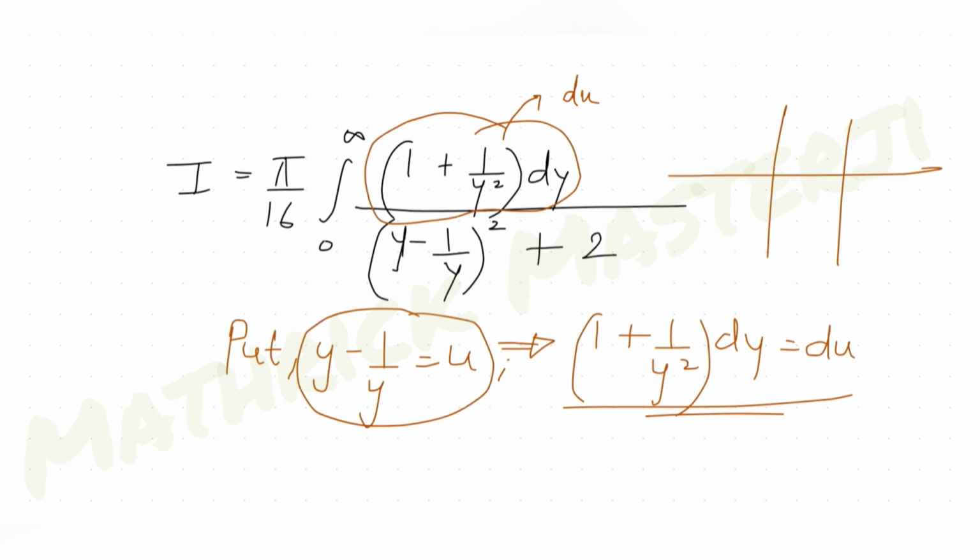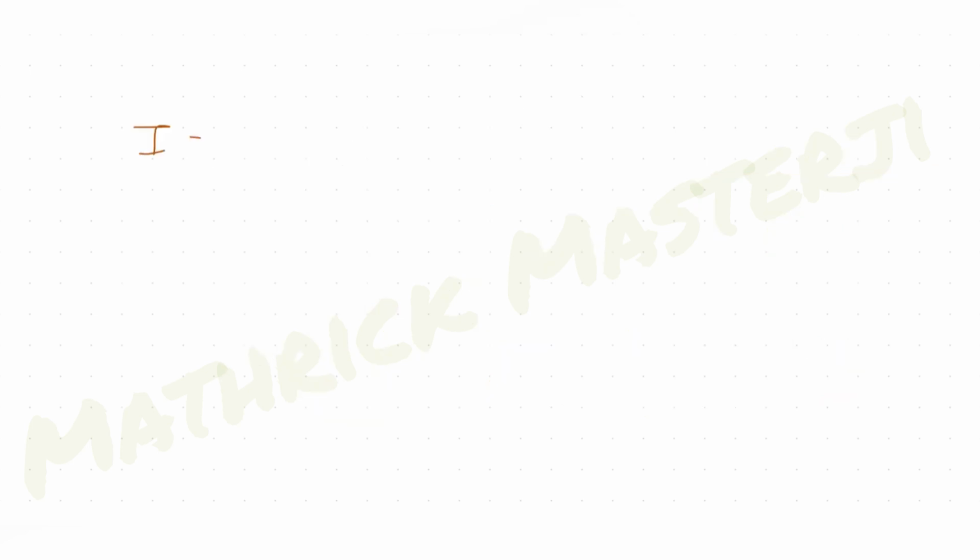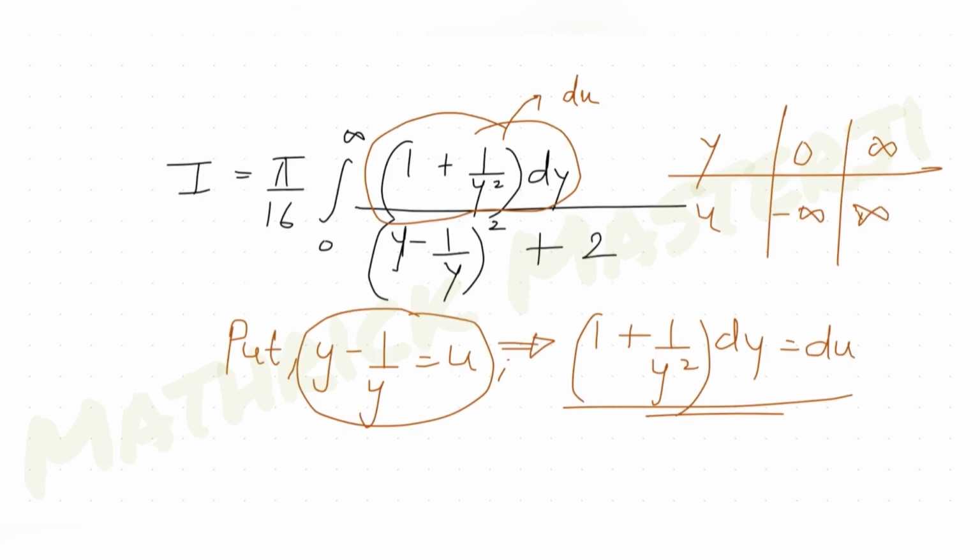For y and u, I have y from 0 to infinity. If I put it here, 0 minus 1 over 0 gives minus infinity, and infinity minus 0 is infinity. So your limits of u become minus infinity to plus infinity. So your limits for I become pi over 16, minus infinity to plus infinity. You have here du, because your entire numerator (1 plus 1 over y square) dy becomes du, and the denominator becomes u square plus 2.